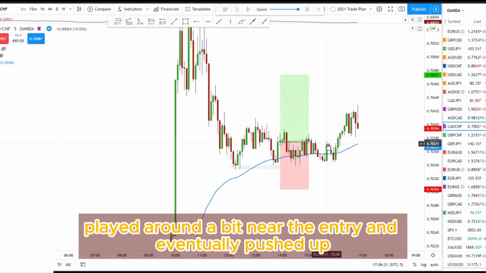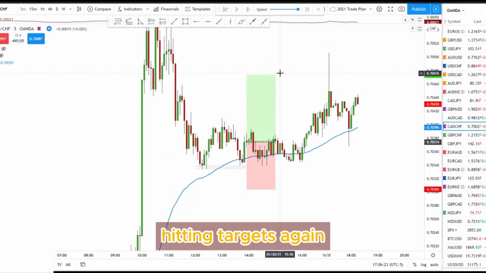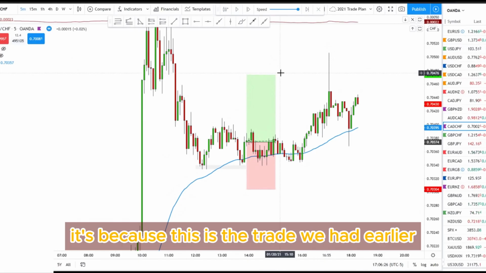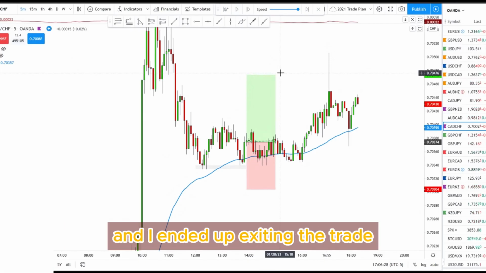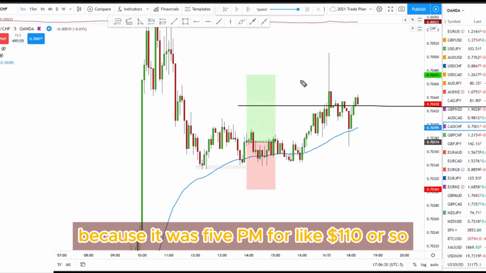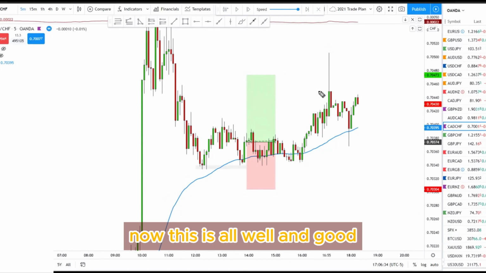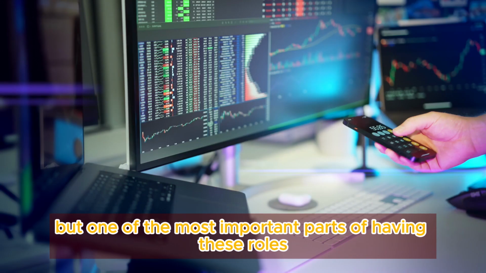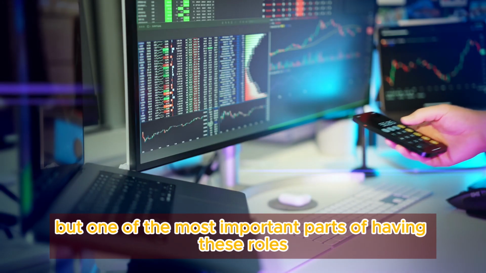It played around a bit near the entry and eventually pushed up, hitting targets. Again, if this trade looks familiar, it's because this is the trade we had earlier, and I ended up exiting the trade because it was 5 p.m., for like $110 or so.